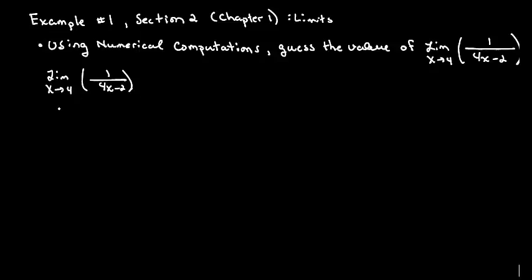So how can we do this numerically? When they say numerical, what they're asking for is to make a table. So we're going to go ahead and make a table of values. And our table of values are going to be x values that are close to 4. And we should do it from both sides.